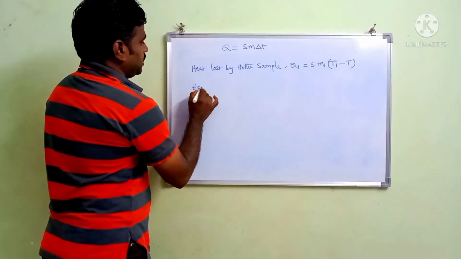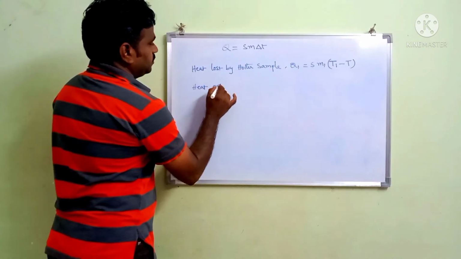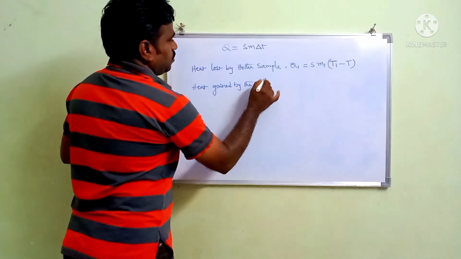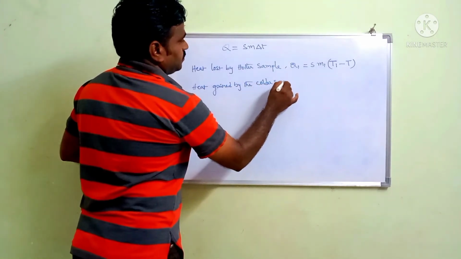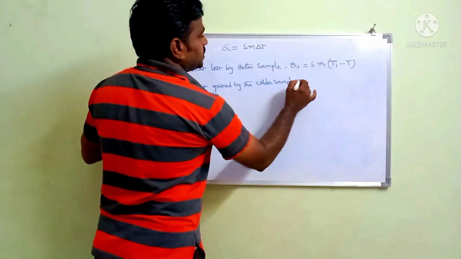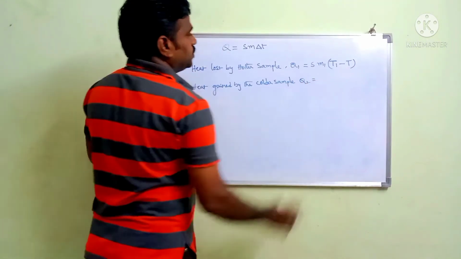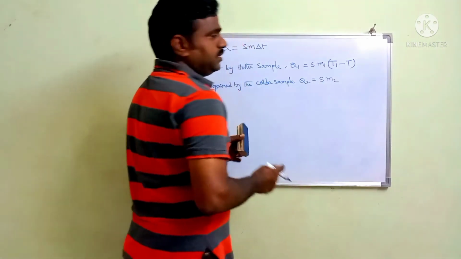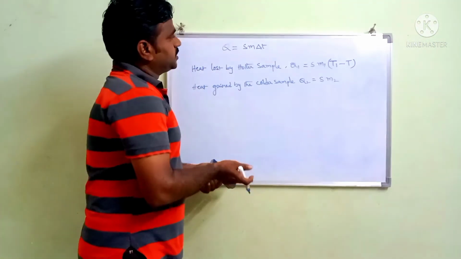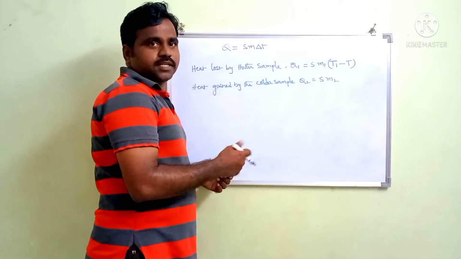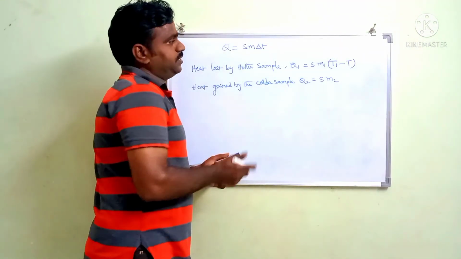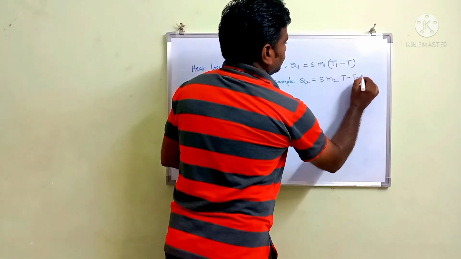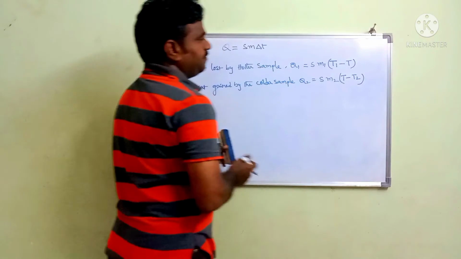And the second is heat gained by the colder sample. Heat gained by the colder sample is taken as Q2. So this is written as S m2, and the final temperature, which is nothing but the mixture temperature, is always higher than the temperature of the colder sample. So the reason here, you can write T minus T2. Then only you can find the difference.